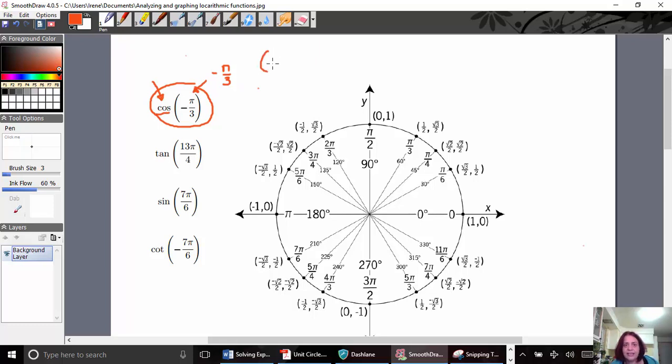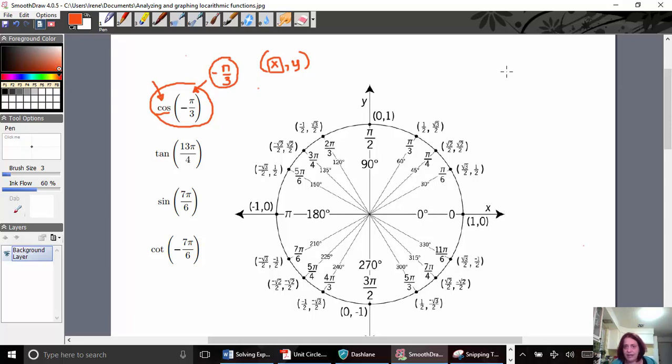The cosine is nothing else than the x-coordinate of the terminal point of the given angle. So, if we manage to find the given angle on the unit circle, then we will also be able to identify the cosine of that angle. So let's focus now on the angle. The angle is negative pi thirds.